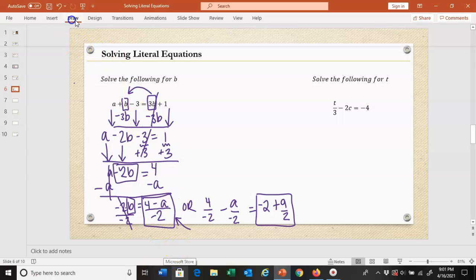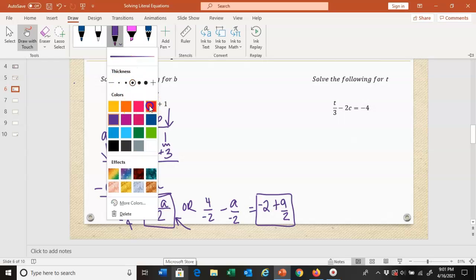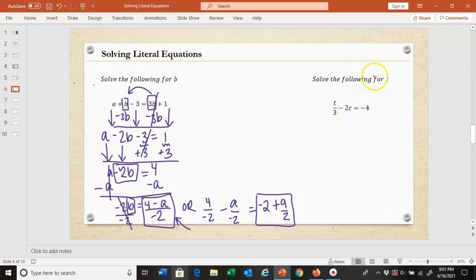All right, let's try number 2 here. I'm going to grab a different color. So our goal is to solve for t. So here's the t term, which means we need to get everything else away from it first. So we have a negative 2c or minus 2c, and the inverse of that is addition. So we'll add 2c to both sides, bring down t over 3. And remember, you can't combine these, right? They're not like terms. So all you do is rewrite them right next to each other.